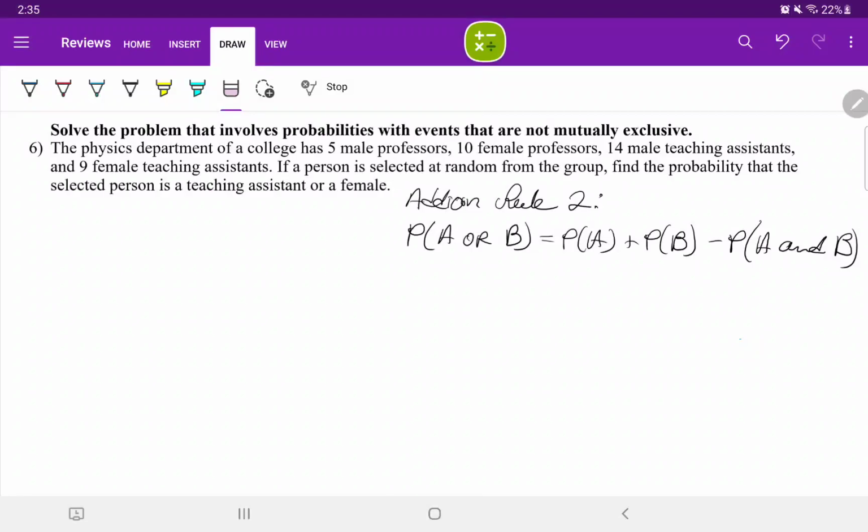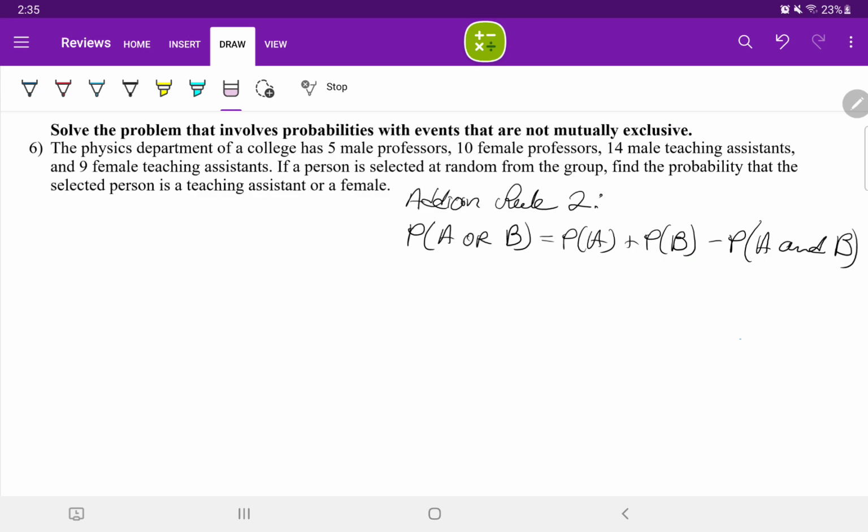All right, guys, question number 6. And this will be the first of 3 videos that involves the addition rule. Now, it says solve the problem that involves probabilities with events that are not mutually exclusive. Mutually exclusive means 2 events have nothing in common with each other. So if they are not mutually exclusive, that means that these events have at least one element in common.